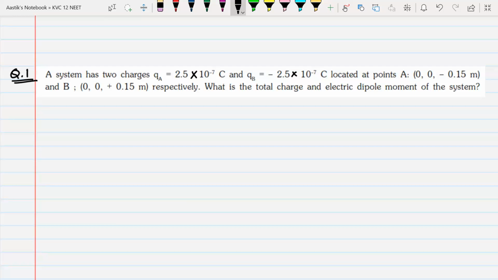Do it slowly. Just apply the formula, get the answer, and you can stay happy.